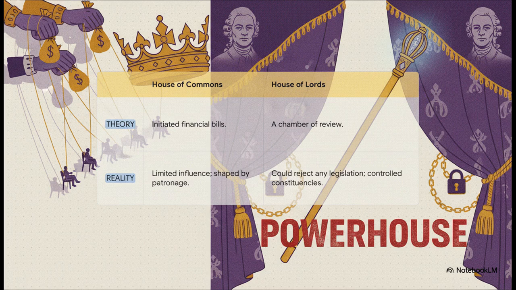Yeah, sure, the Commons could propose taxes, but a lot of its members were completely dependent on rich patrons just to have their seats. Their actual influence was pretty minimal. The real powerhouse was the House of Lords. These unelected peers could literally veto any law they didn't like, and crucially, they often controlled who even got elected to the Commons to begin with.